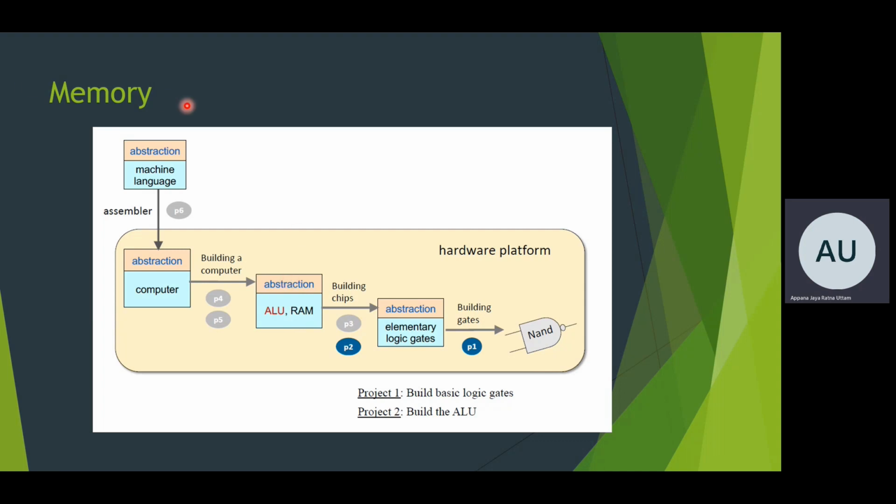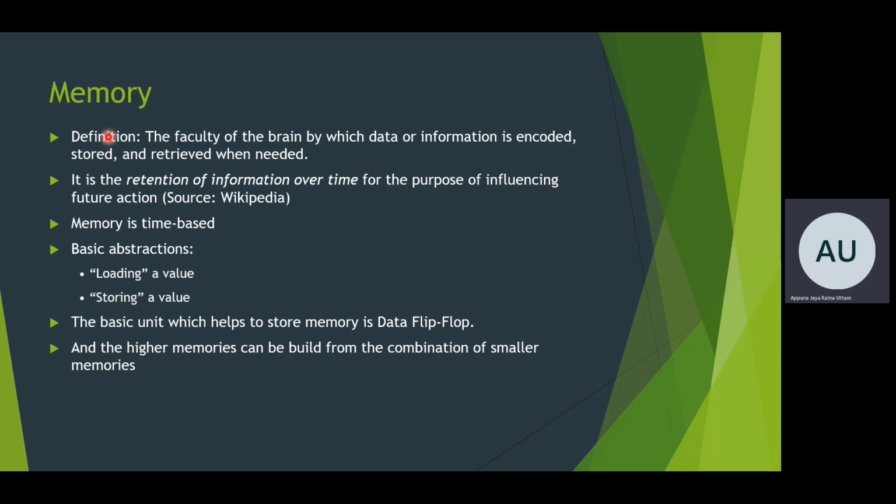In Project 3, let's learn about memory. The definition of memory is the faculty of the brain by which data or information is encoded, stored, and retrieved when needed. It is the retention of information over time for the purpose of influencing future action. Memory is time-based, in the sense that we should know what was previously kept and what is kept after. The basic abstractions of memory are loading a value and storing a value. That means we keep data into the memory, or we take data from the memory.